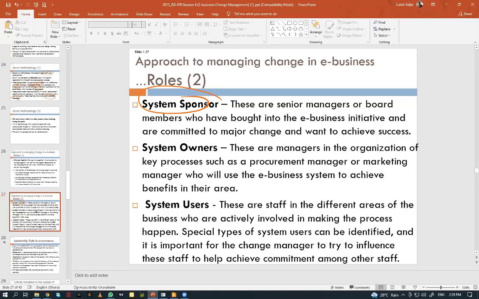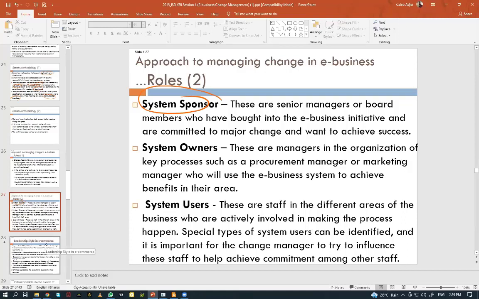So the users who are very committed, managers must be able to convince them, okay, influence them, try to influence these staff to help achieve commitment among other members who have not committed themselves to the new system.